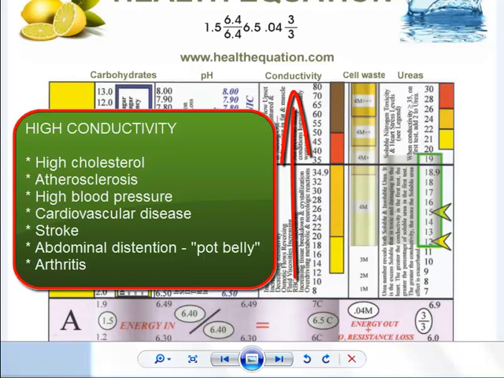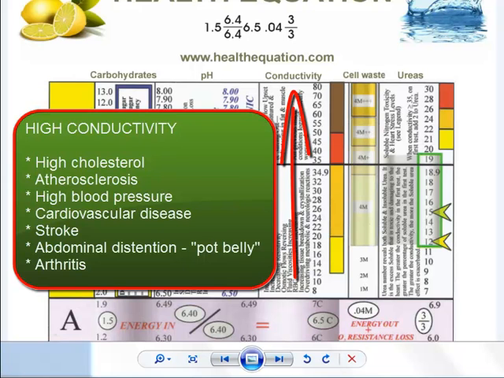The area of the body that stores more salt than anywhere else is the abdominal cavity, which is the area around the intestines. This is one of the contributing factors to abdominal distension, also known as pot belly. High salt levels contribute to reverse osmosis, which is fluid movement in the reverse direction of what it should be if operating healthily. This causes lubricating fluids to be pulled out of the joints, causing joint stiffness and various types of arthritis.